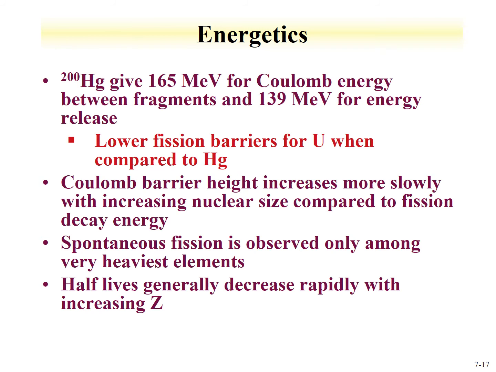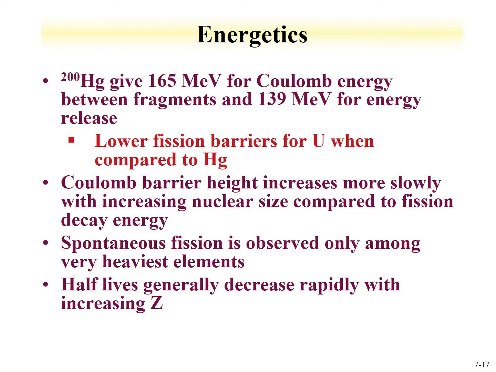As an example, at 200 mercury has a Coulomb barrier of about 165 MeV between selected fission fragments, while the fission energy is around 140 MeV. So obviously, the fission energy is less than the Coulomb barrier. Mercury 200 is not expected to fission. The fission barrier is lower for uranium when compared to mercury, so fission occurs at this point.